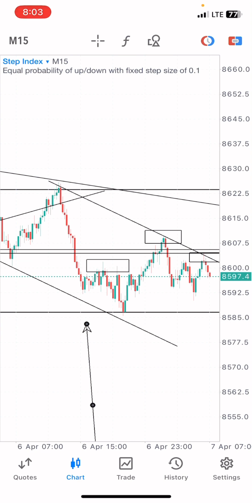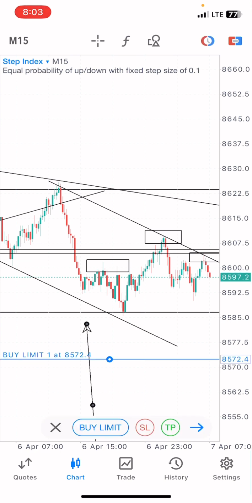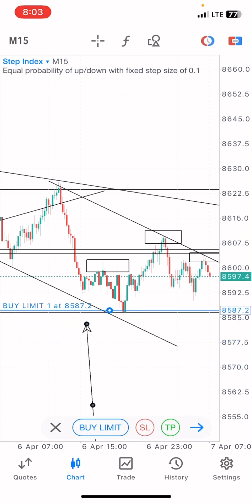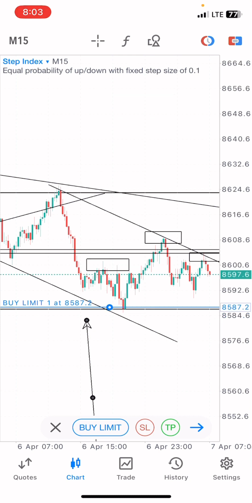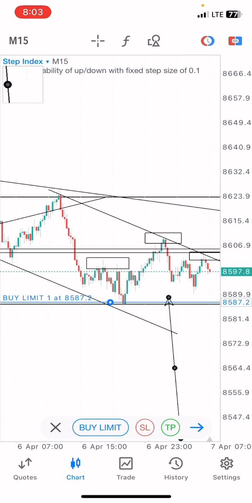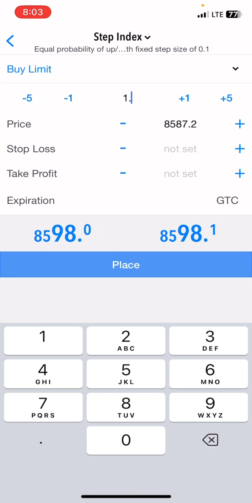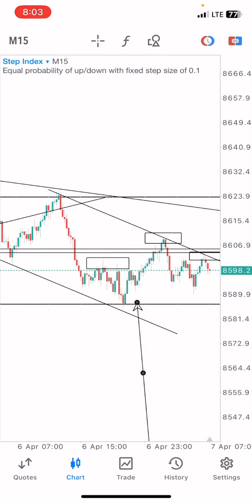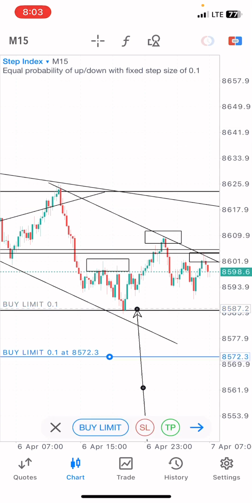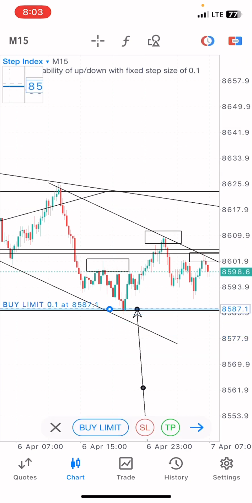So right now we'll be setting our buy limit order at this point to catch this short-term buy move because of our key level in place. We're looking out for a good buy opportunity. So we're changing our lot size to 0.1, which is fair enough. So we'll set our limit order, and you can add just two 0.1 orders.